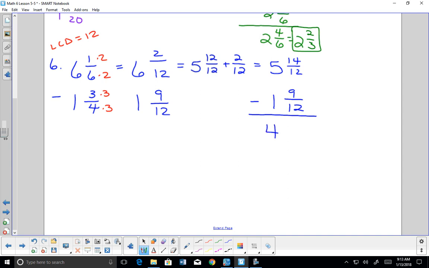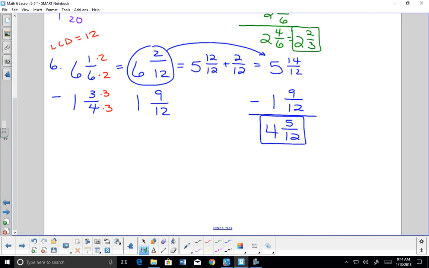Hopefully by now you're beginning to pick up on these strategies that we're doing. And you might even be able to go straight from this part of the problem to this part of the problem. Okay? If you can do that at this point in time, that's okay. That means you're understanding how the fractions work a little bit better. Let's do 2 more examples.